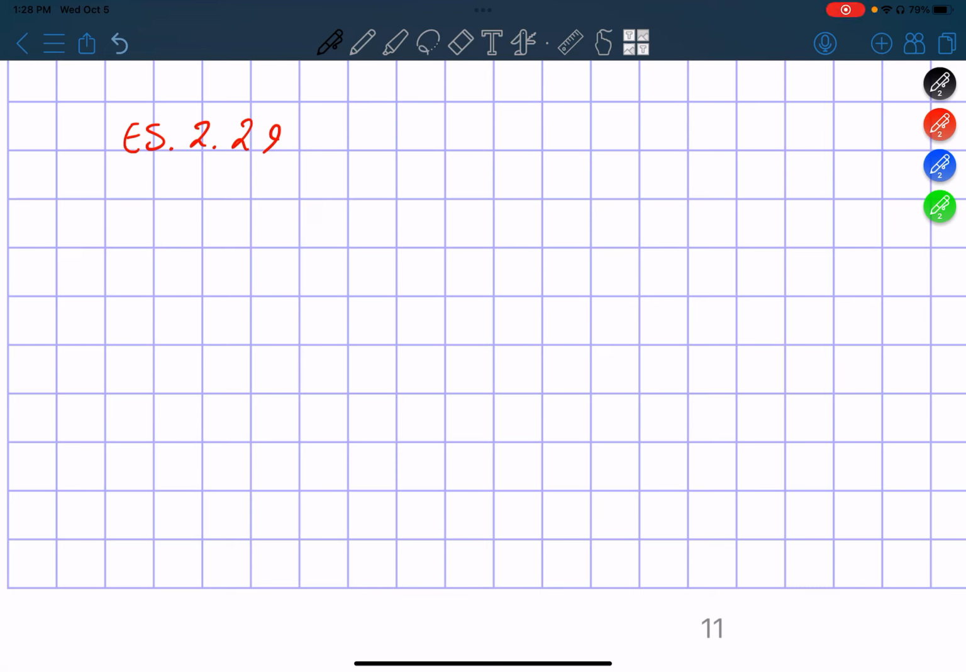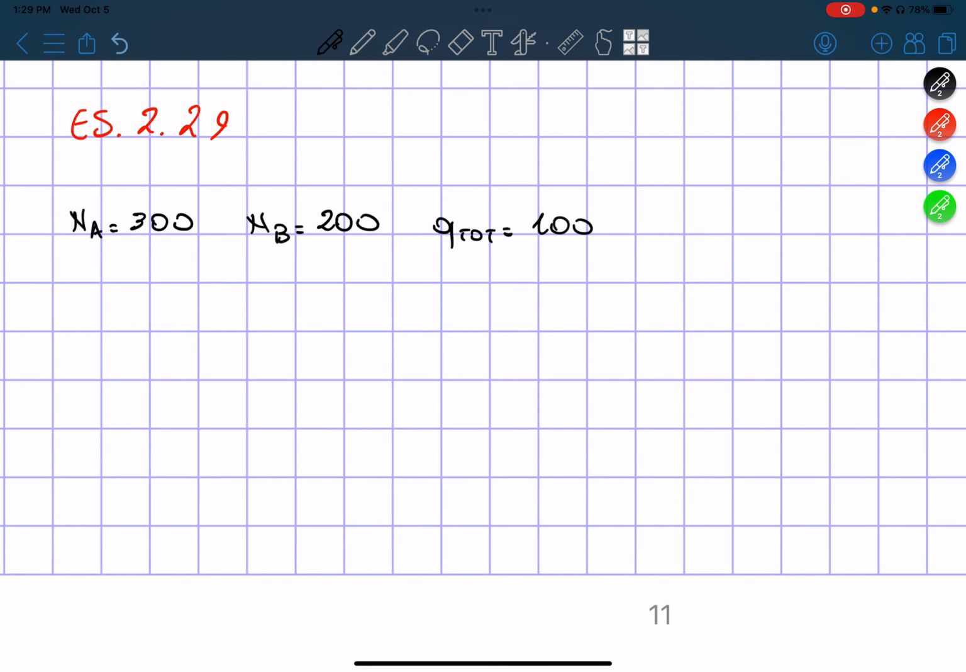Hello everybody. So here we have again two solids installed, with the same number of oscillators: 300 for the first solid and 200 for the second one, with the total energy equal to 100. We know that the most likely state would be the one where QA is equal to 60 and QB is equal to 40. Okay, so what is the number of total macrostates at this point right here?